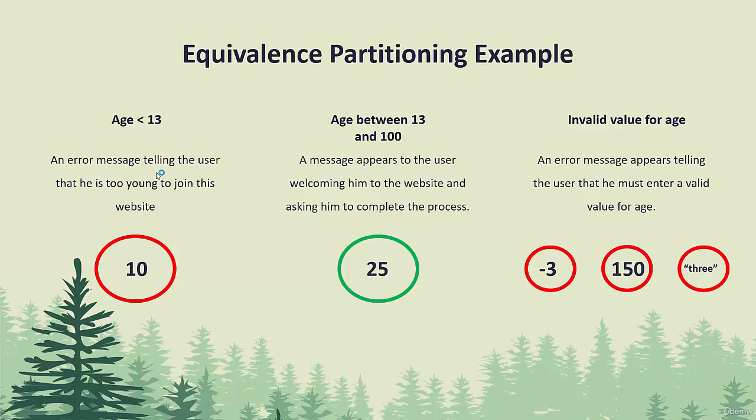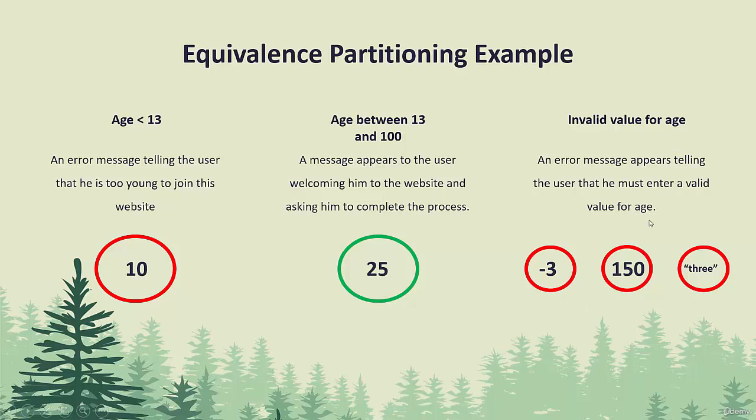But when we choose someone who has only 3 years old, it is not logical that this kid who has 3 years old can access Facebook and register. So in this case, he gave us another error message telling us that it looks like you chose a wrong birth date. So these are two invalid partitions less than 13. Let's try the other invalid partitions.